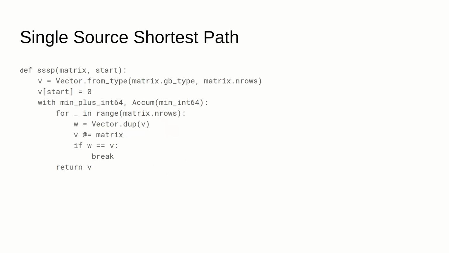So here's an example of the shortest path problem in Python. This function takes a graph and a starting node and returns a vector with the distance from that node to every other node. The algorithm is straightforward. The code creates a result vector v and sets the starting node distance to 0. Then it loops over every row in the matrix, which is every node in the graph, and it multiplies the vector by the matrix using the min plus semiring. After enough iterations of the loop, either every node has been checked or every distance will be known and further multiplication won't change the result, and the loop will terminate.